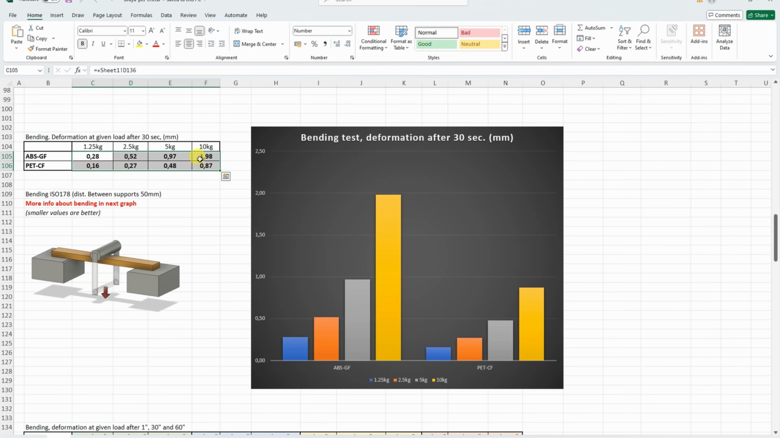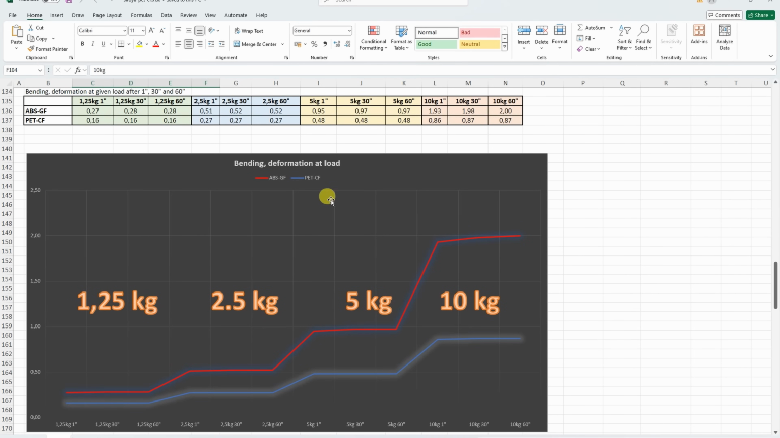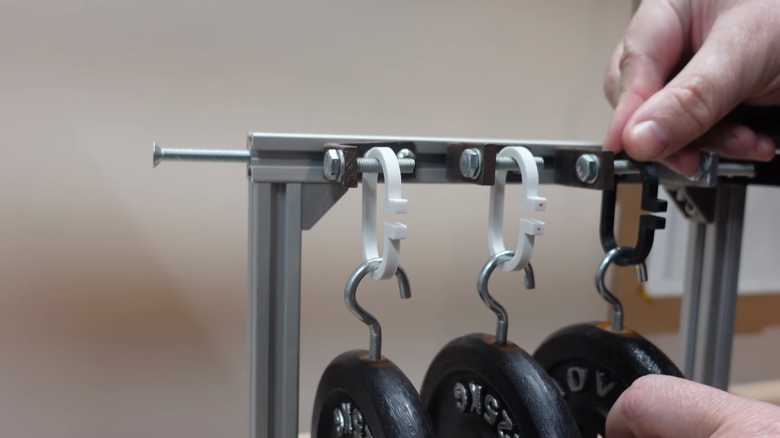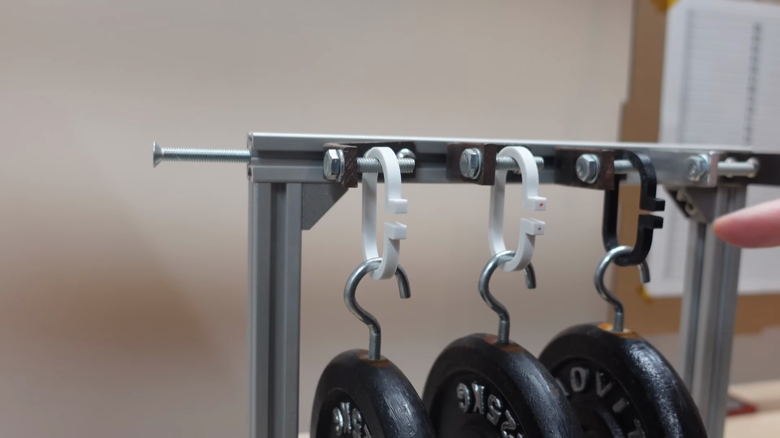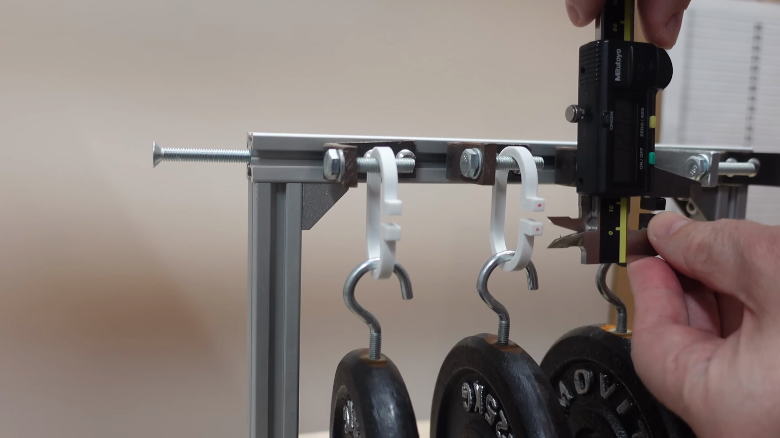This is a deformation under these loads after 30 seconds. Smaller values are better, but this is more interesting where we can see the deformation under these loads after 1, 30 and 60 seconds. And here we can see that not only that PETG-CF has a smaller deformation, but basically even on 10 kg this is horizontal, so they don't have any additional deformation during the time. Creep test, the deformation under the constant load of 1.25 kg. Very minimal deformation. I cannot even place this bolt inside this gap, so I'm measuring without that locking mechanism.